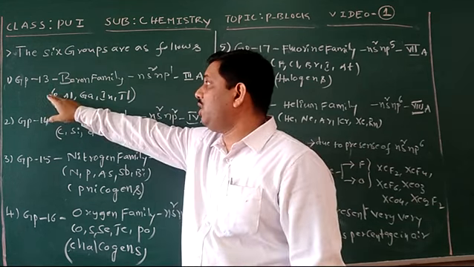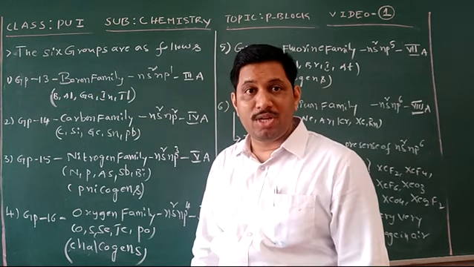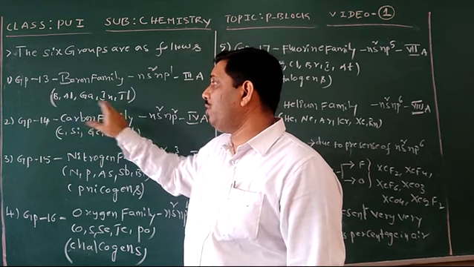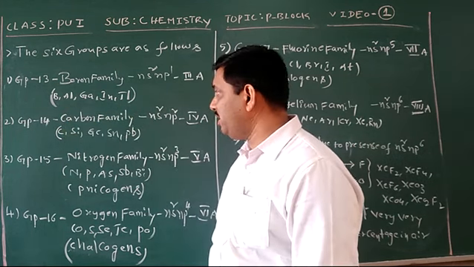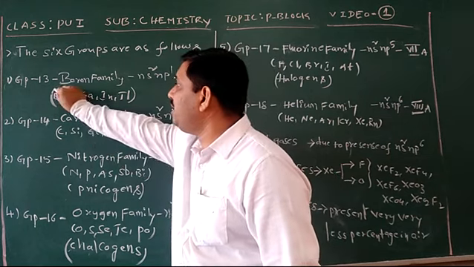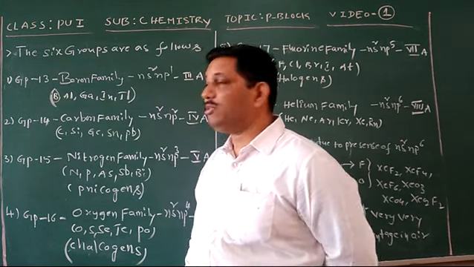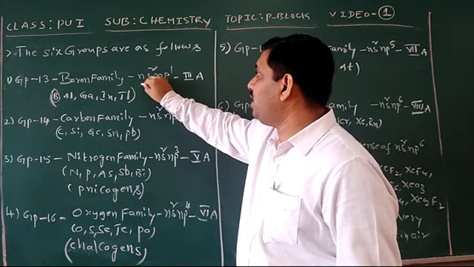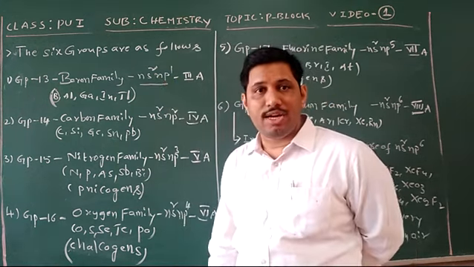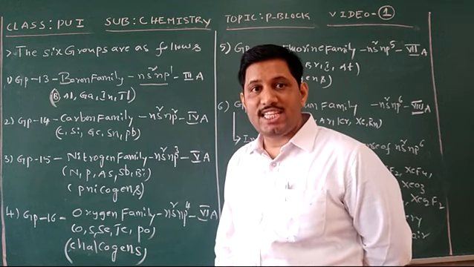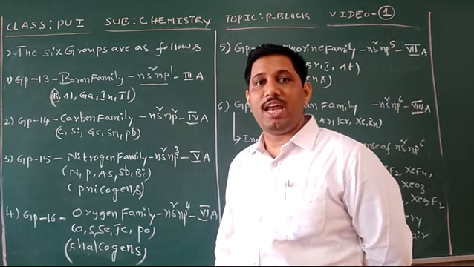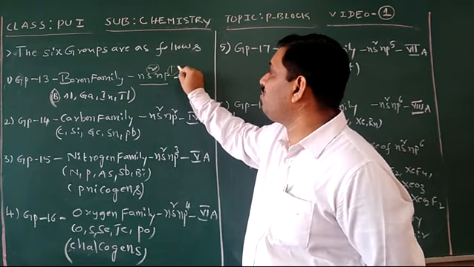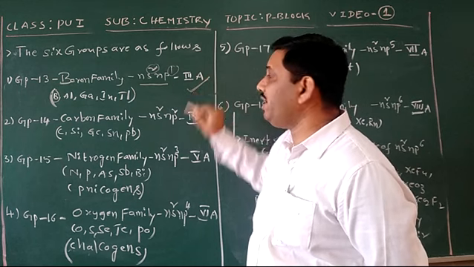First one is group 13, Boron family. Group 13 is also known as Boron family because the elements present in this group are boron, aluminum, gallium, indium, thallium. Since the first element is boron, that is known as Boron family. And the general valence shell electronic configuration of these elements is ns2np1. Due to the presence of 3 valence electrons, boron family is also known as third A group.